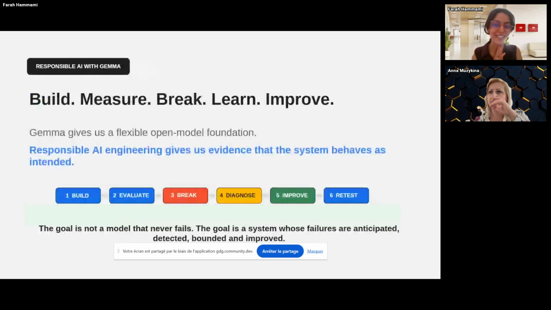So this is the whole thing about building and measuring responsible AI with Gemma. Gemma, as I said, is a very good foundation, an amazing foundation, but it's not the only thing to think about. We need to invest more time in building, in making our system very good and clear in architecture. We test and evaluate with frameworks, and we improve everything. So as I said, the goal is not a model that never fails. The goal is a system whose failures are anticipated, detected, and improved. So this is it for now.